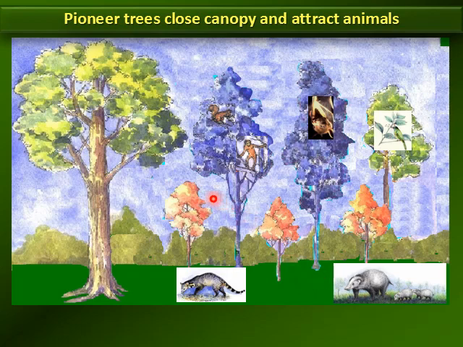But you notice the climax trees are following the pioneer trees and forming a nice understory here, ready to grow up when the pioneer trees die off. So the pioneer trees, they only have a lifespan of about 25 years, and when they die, there are healthy, mature phase, old growth trees, these climax tree species, ready to take their place.